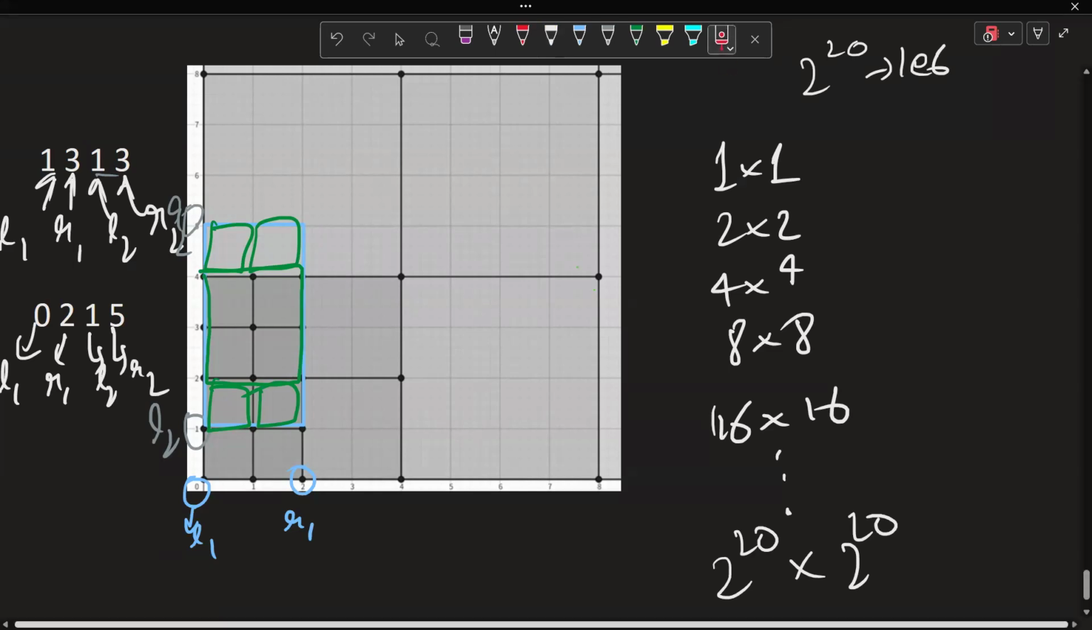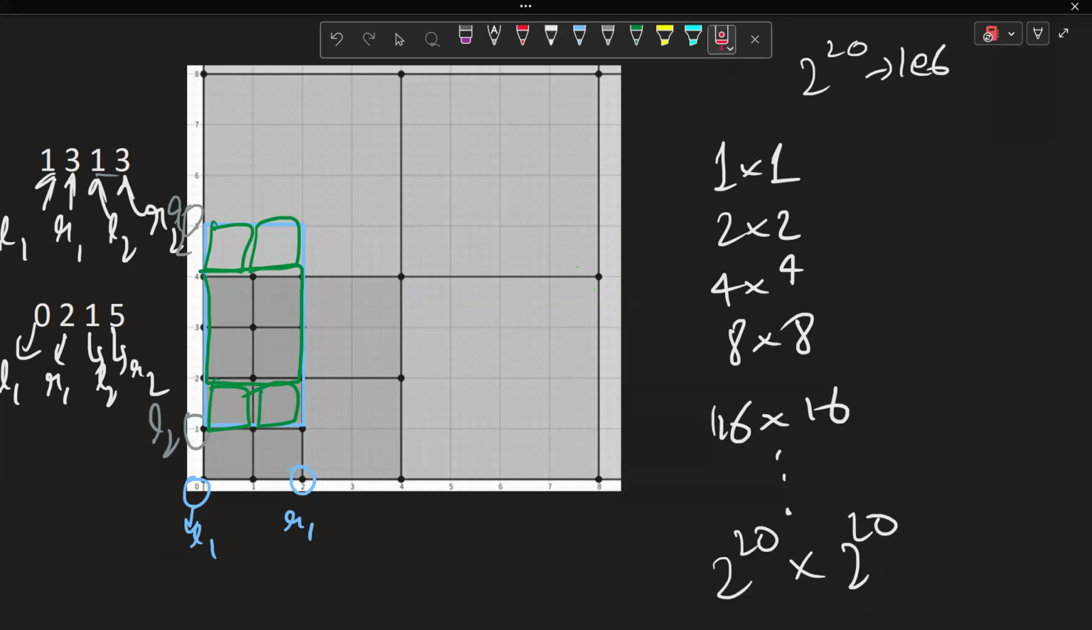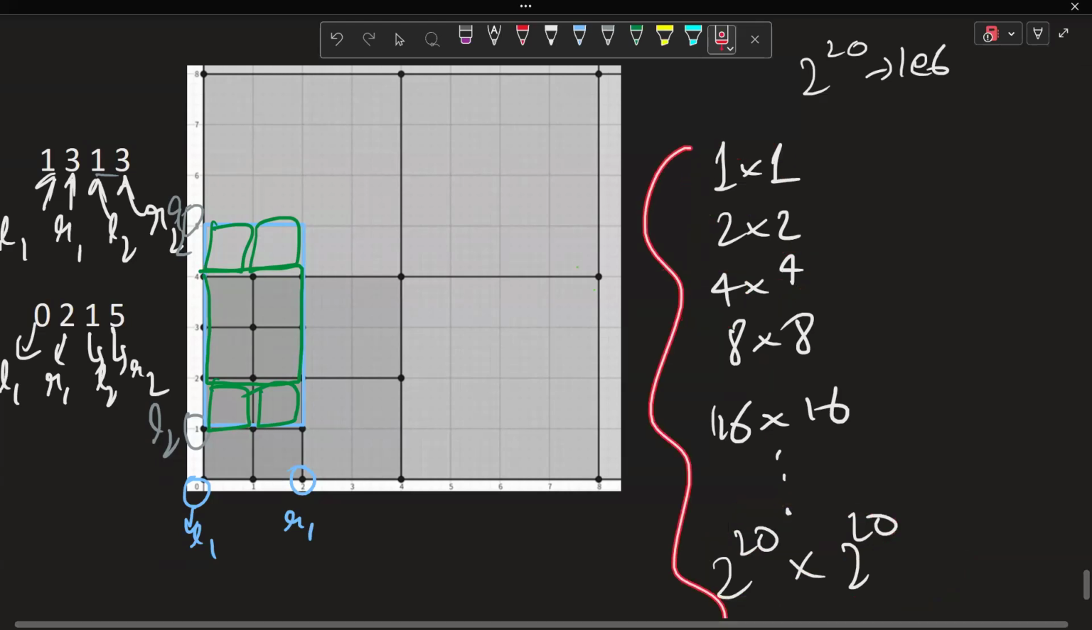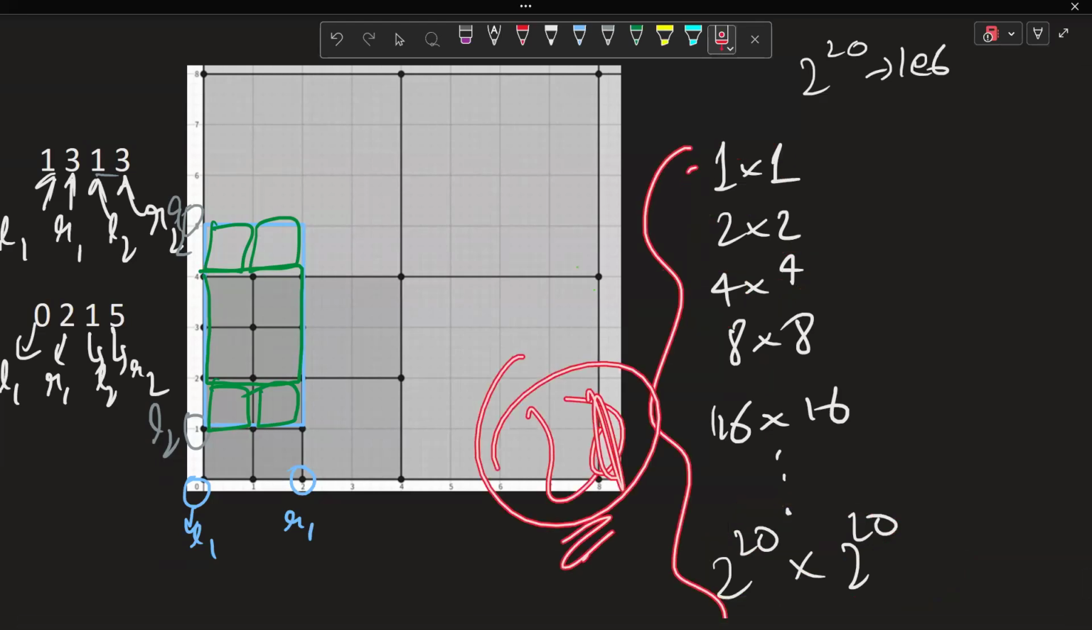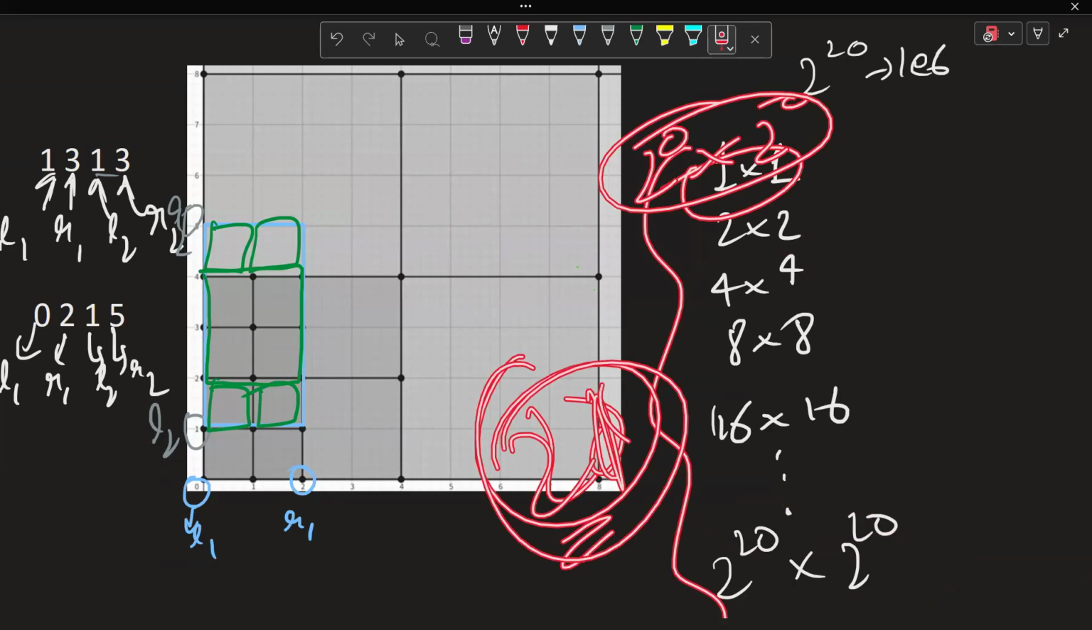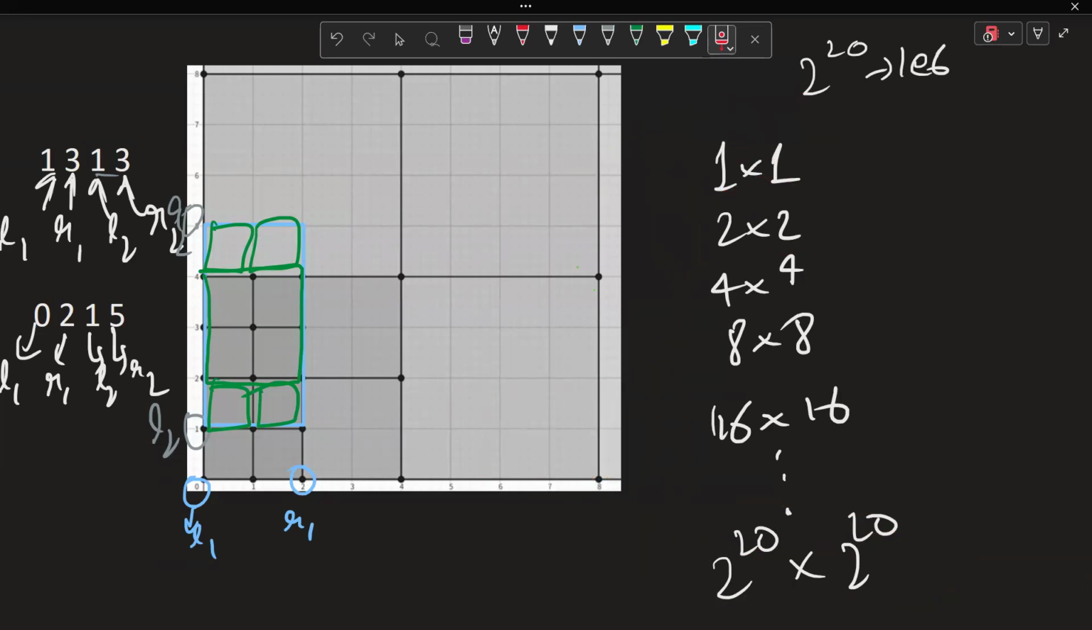Above that, 2 to the power 21, that square would never be needed, because obviously that would cover more than the range of L and R. So your rectangles given to you are always less than this size. At max, the type of square that you are taking would be either 1 cross 1, 2 cross 2, 4 cross 4, like this, up till 2 to the power 20 cross 2 to the power 20. So there are 21 possibilities. This is 2 to the power 0 cross 2 to the power 0. So at max 21 different types of squares that you can take.